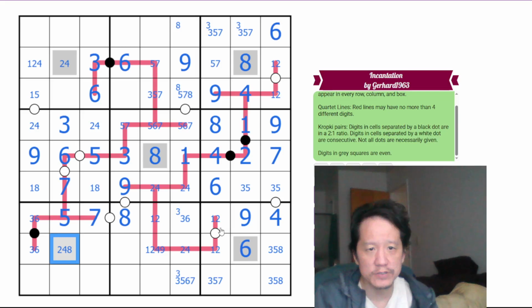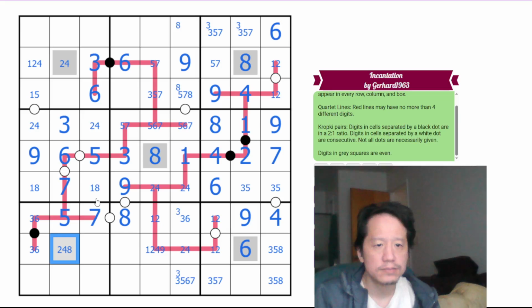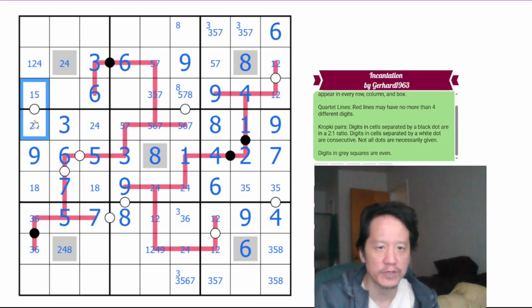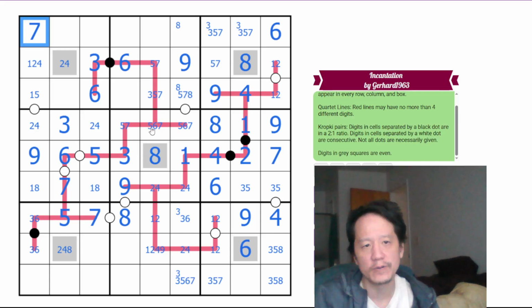Let's see, what else do we have? Where is 7 in column 1? It can't be consecutive anymore because 7 can only be consecutive with 6, which neither of these can be, or 8. And 8 cannot be here. So 8 would have to be here, which would force 7 to be here, which is not allowed. 7 can't be here because of the 5, 7 pair. 7 therefore has to be here.